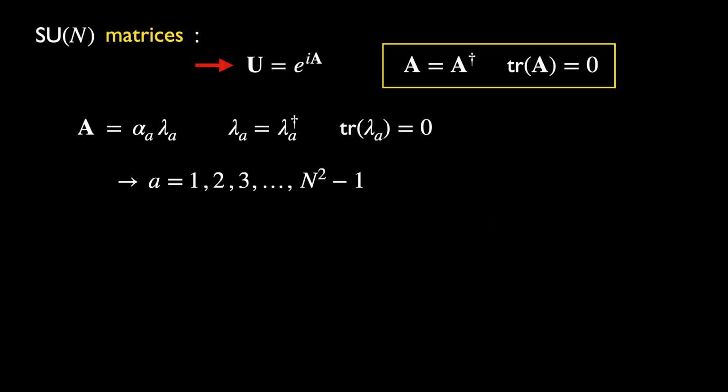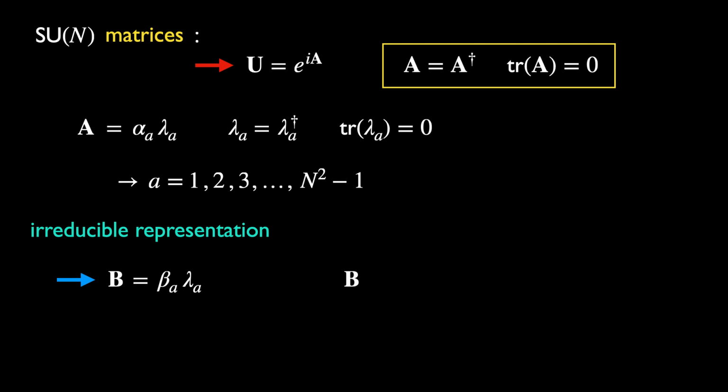Now let's look at one example of an irreducible representation of SU(N) that most readily suggests itself. Consider any traceless Hermitian matrix B expressed in the basis of the generators lambdas. The betas here are real components. Assume that B undergoes SU(N) transformations in the following way, which is the usual way observables are transformed in the Heisenberg picture.